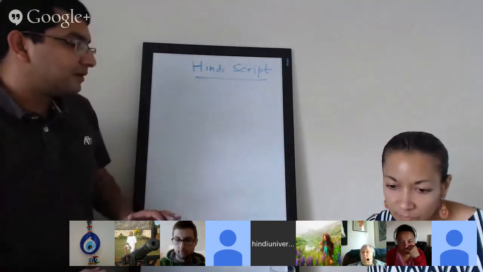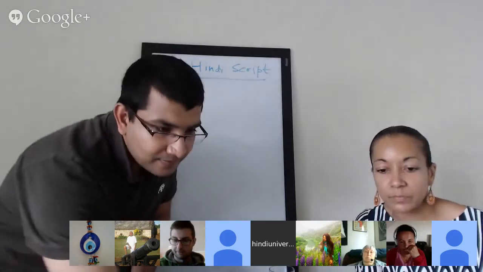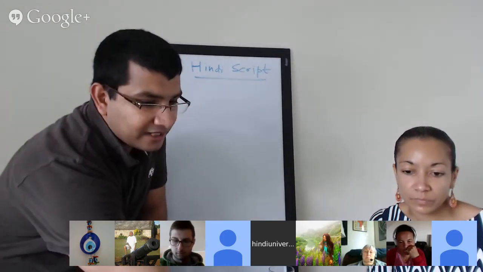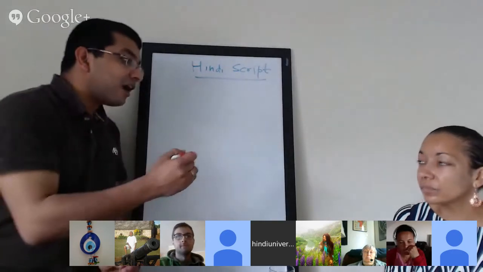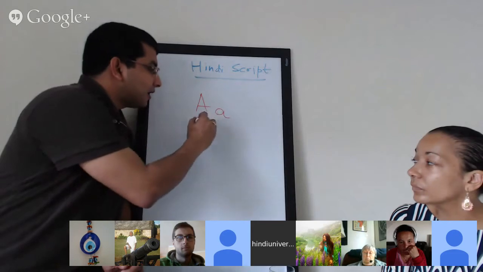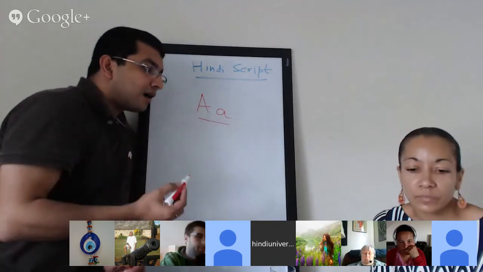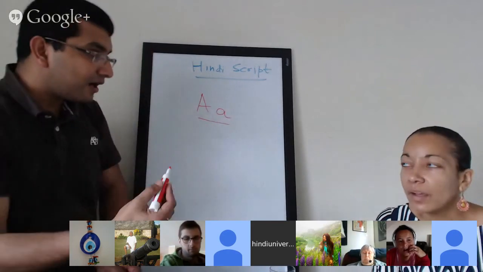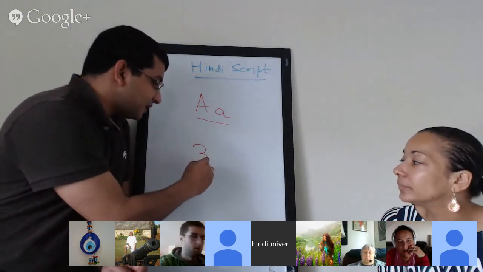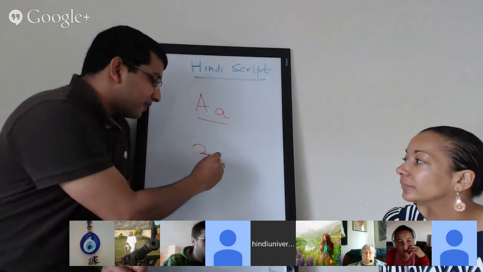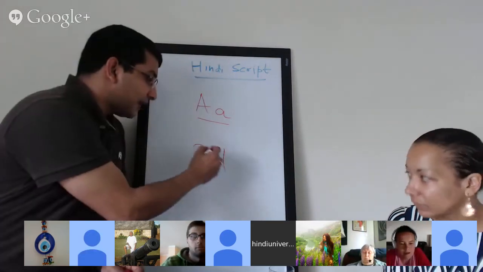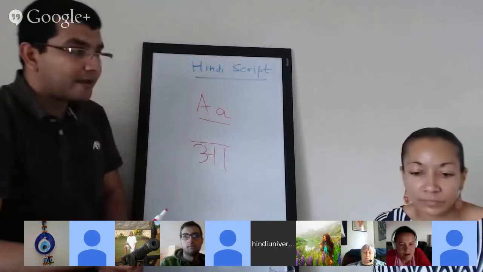Okay, so far we have covered this one. The next alphabet, or next vowel, is A. Say that with me. Ah. The way you write it is like you write the number 3, and then halfway, exactly as you wrote, along with that you have one more pipe.